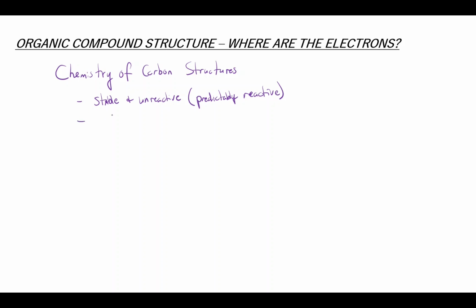But it's also capable of making very complex structures because, since it only has 4 valence electrons, it can make 4 different bonds to 4 different groups. And so we can connect a lot of things to carbon and make complex structures.